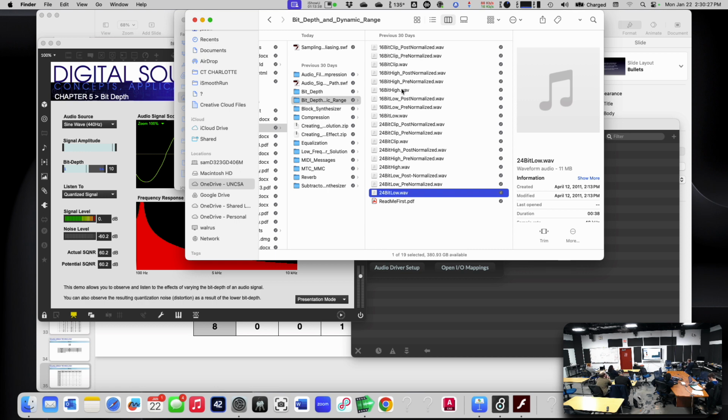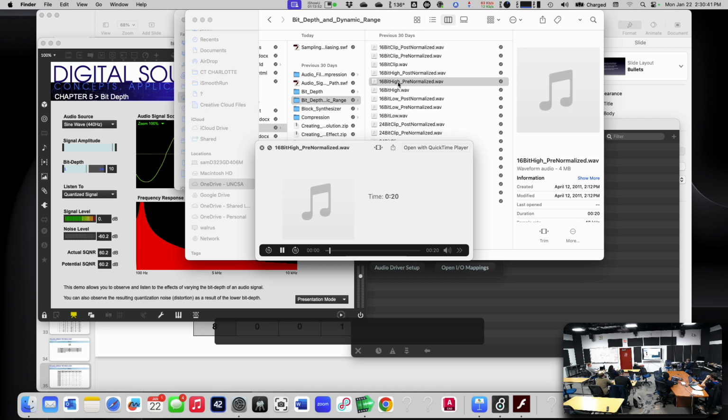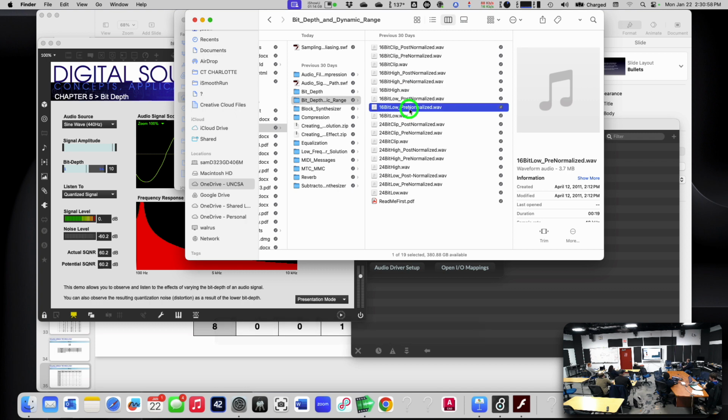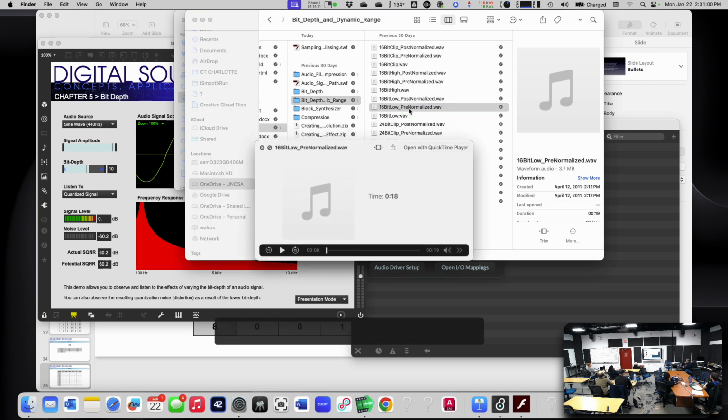Okay, well, let's see. This is the 16-bit high input level, but I'm going to compress the dynamic range a little bit, okay, with some makeup gain. Okay, here we go. Okay, no big deal. Well, what about the low one, if I compress the low amplitude one?